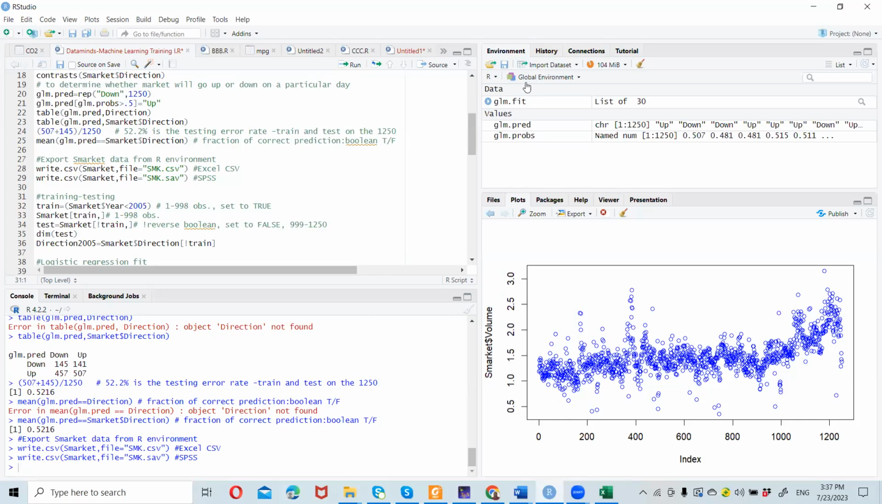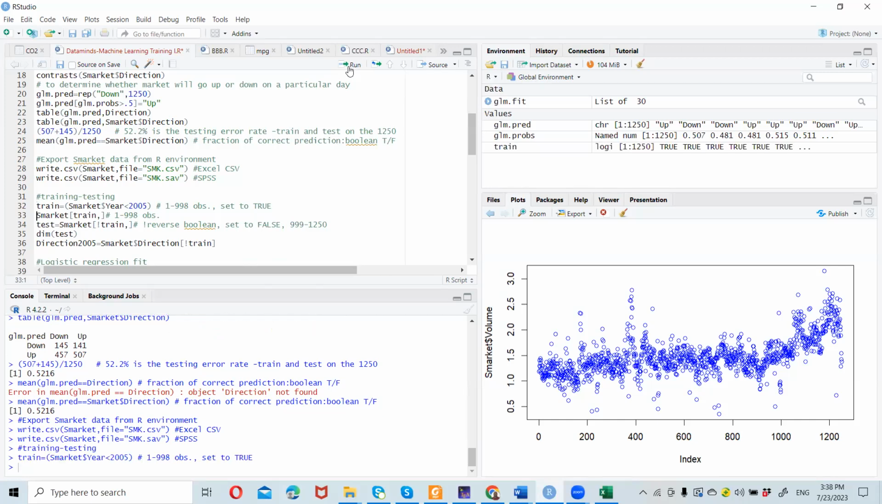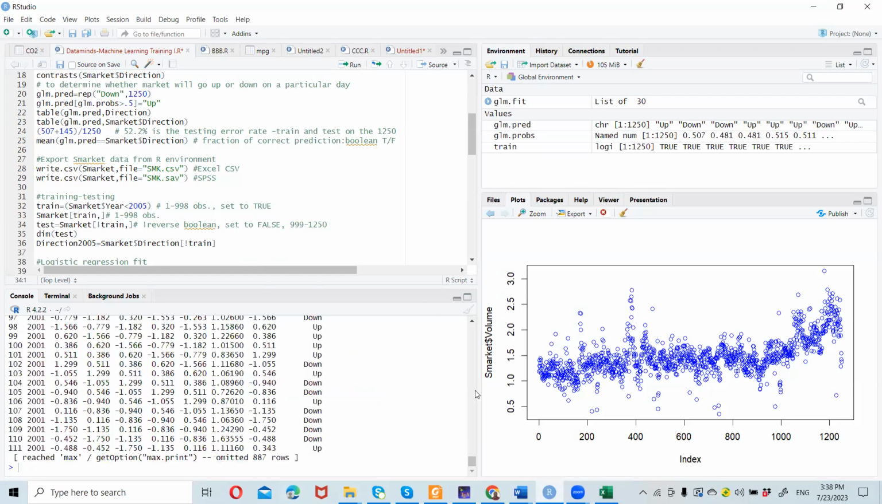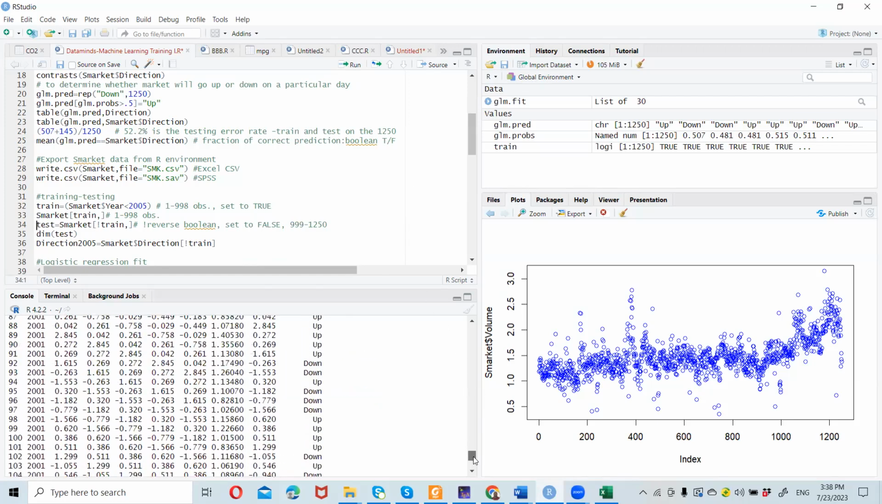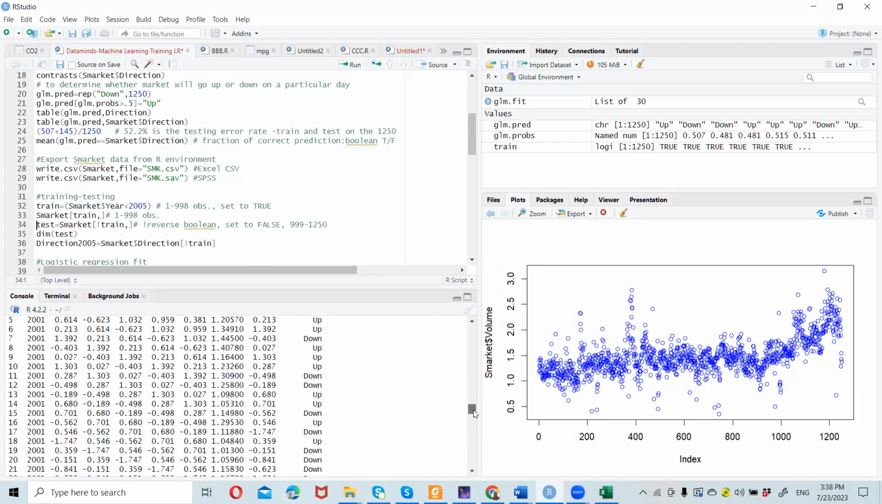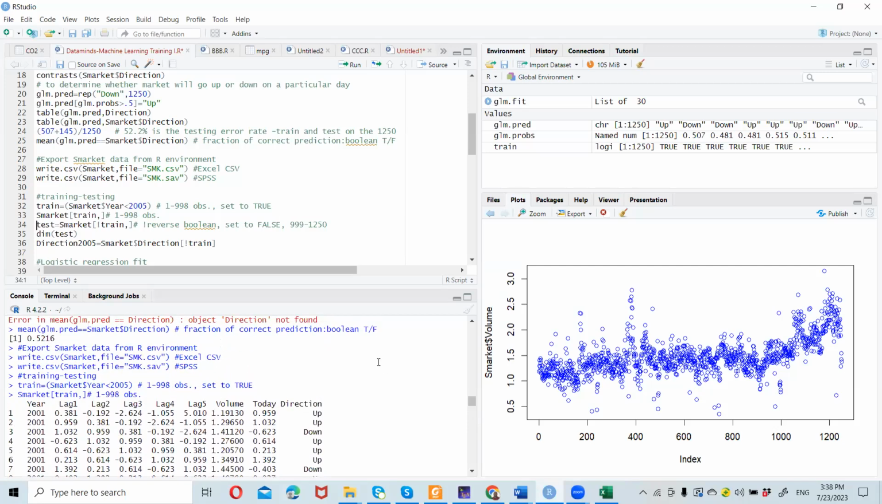Now let's go to setting aside the training and testing data. Line 32, I think I've already explained this in the slide. This is just to run it, so we may not dwell much on this. Line 32 produces the training sets, 2001 to 2004, excluding 2005. And that gives us 998 observations.